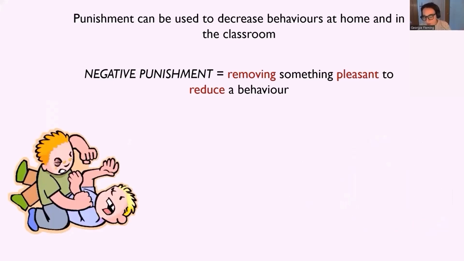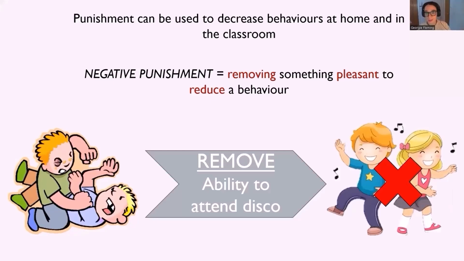Argy-bargy happens on the playground. This is the fourth time that it's happened, and so things really escalate. The teacher and principal decide that this child is no longer allowed to attend the disco. This kid was really looking forward to the disco, and so that is something pleasant being removed from the environment, negative punishment, the idea being that that will reduce the frequency of the behavior.